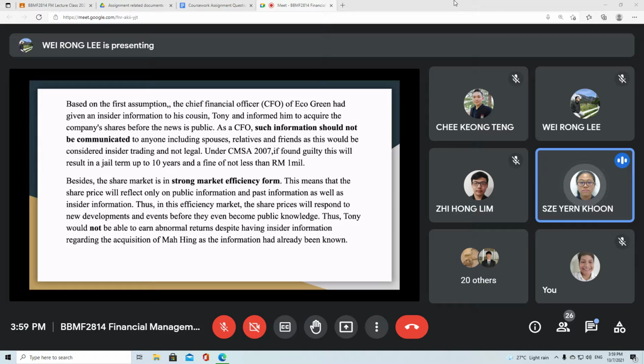So based on the first assumption, the Chief Financial Officer (CFO) of Eco Green had given insider information to his cousin Tony and informed him to acquire the company shares before the news is released. Insider information means material and non-public information that can influence a reasonable investor in buying or selling the shares. As a CFO, such information should not be communicated to anyone, including their spouses, relatives, and friends, as this would be considered insider trading and it's not legal.